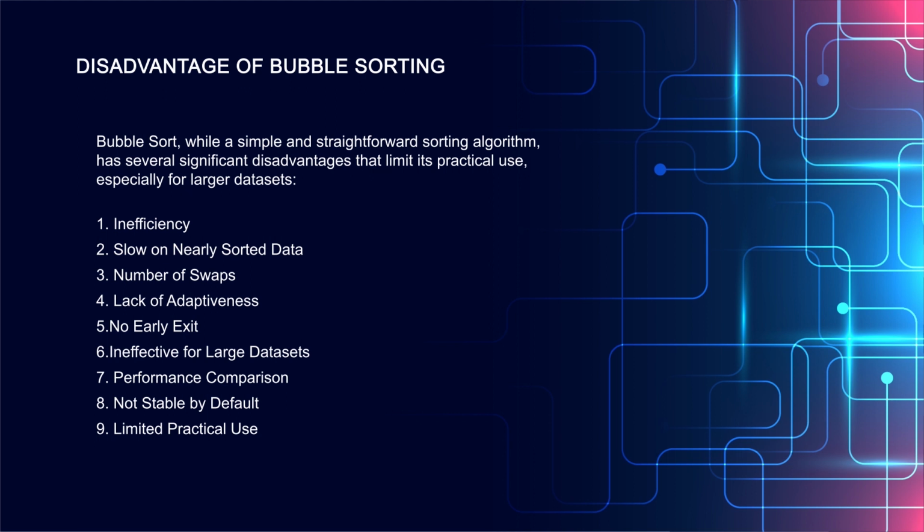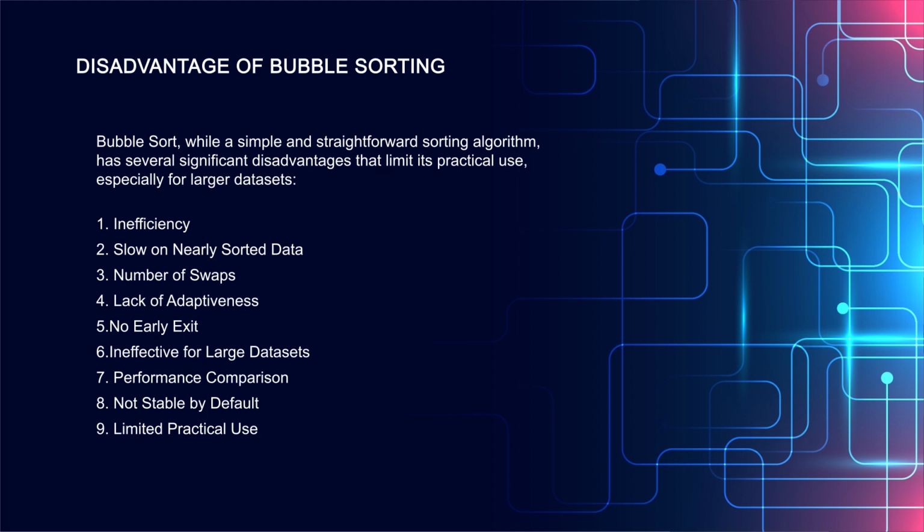The next disadvantage is performance comparison. Bubble sort's performance is significantly worse compared to more efficient sorting algorithms like quick sort, merge sort and heap sort, which have average case time complexity of order of n log n, and they perform better on larger data sets. The next disadvantage is that it is not stable by default. The basic version of bubble sort is not stable, meaning that it may change the relative order of equal elements. Additional steps are required to make it stable, which adds complexity.